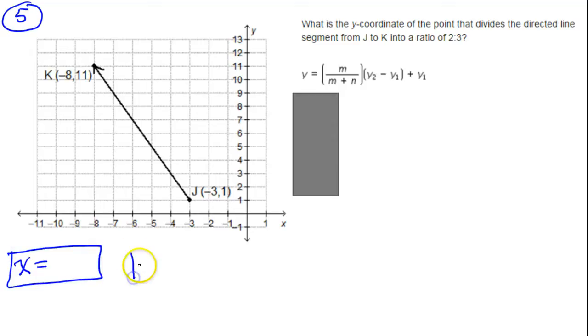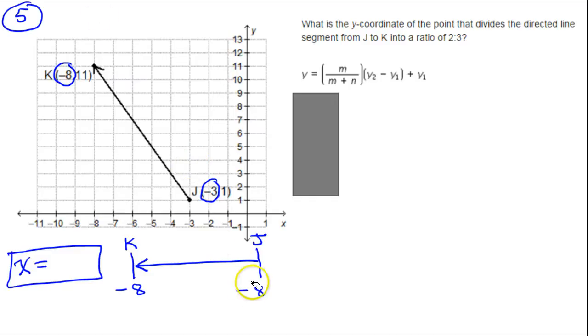So here's how we'll do the x values. Let's look at the x coordinates, the beginning and the end. So the x coordinates are the negative 8 and the negative 3. Here's my negative 8 and my negative 3. Now the order matters. So this is K, and this is J. Now we're going from J to K, so I'm going in this direction. Wait, this is a negative 3.